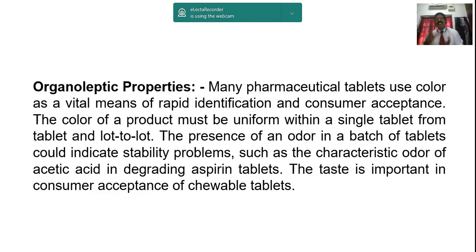The presence of an odor in a tablet is also very important. Just as an example, aspirin tablet. In your production, it should not have any type of acetic acid smell. That means it has deteriorated. So you should be very careful. Taste and smell are also used to identify tablets in these various areas.